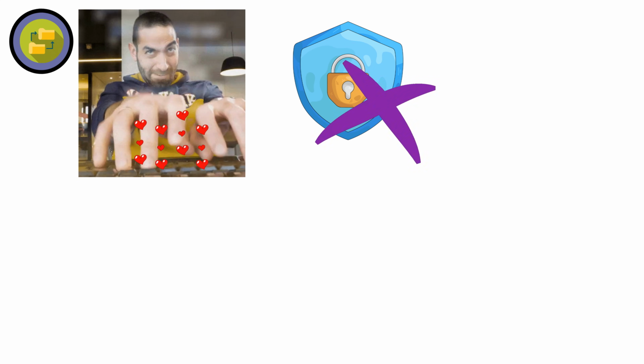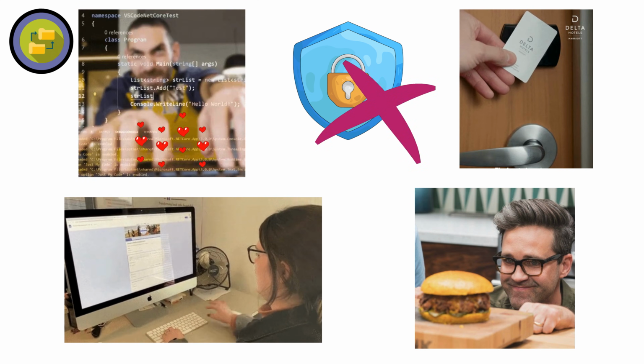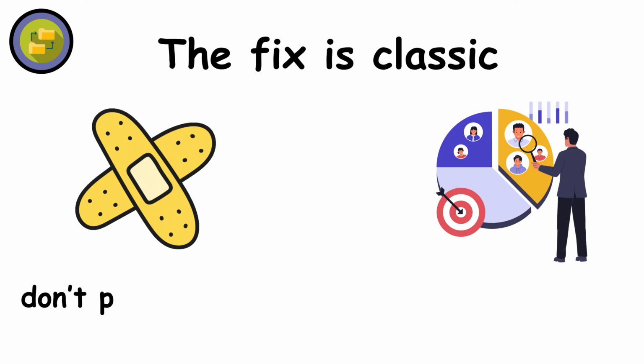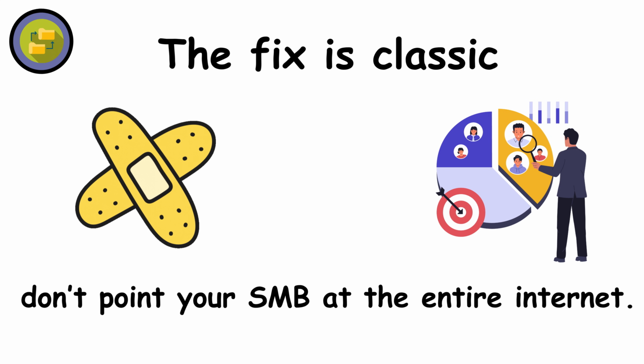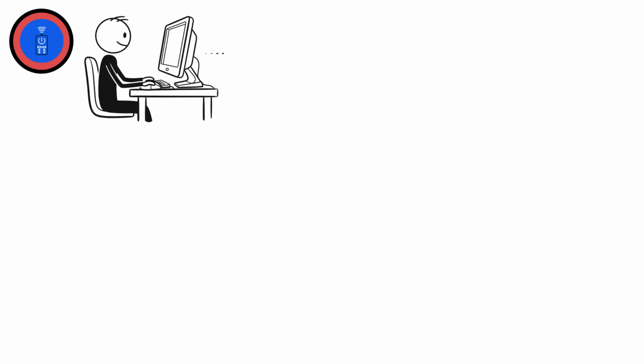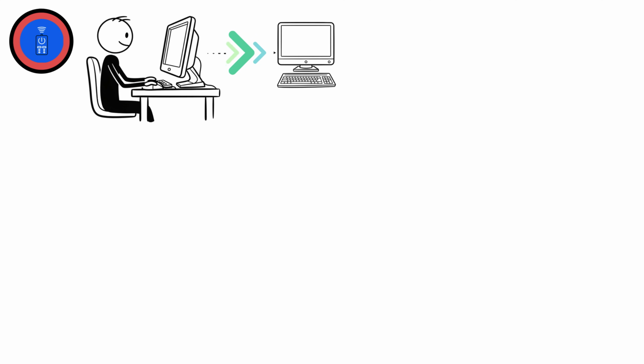Hackers love SMB because one poorly protected share is basically a master key to the office. And let's be honest, some IT teams treat file sharing like a forgotten leftover sandwich. It's fine, it'll survive. The fix is classic. Patch, segment, and don't point your SMB at the entire internet. Next, remote access, SSH, Telnet, and RDP, where hackers basically get comfy on your digital couch.